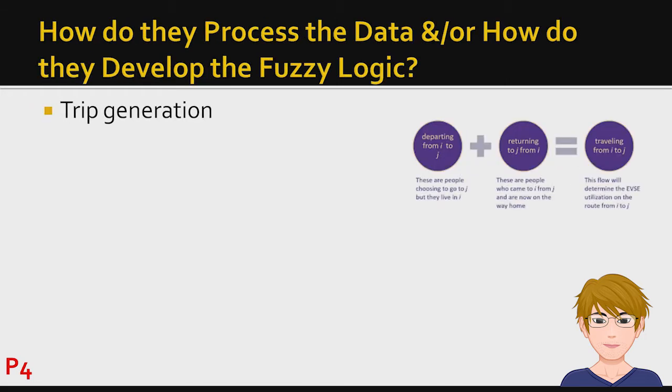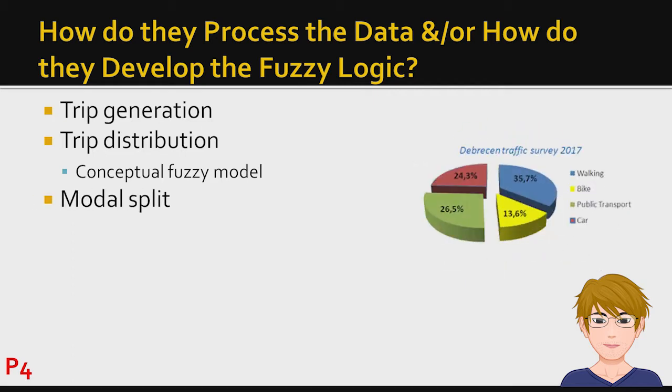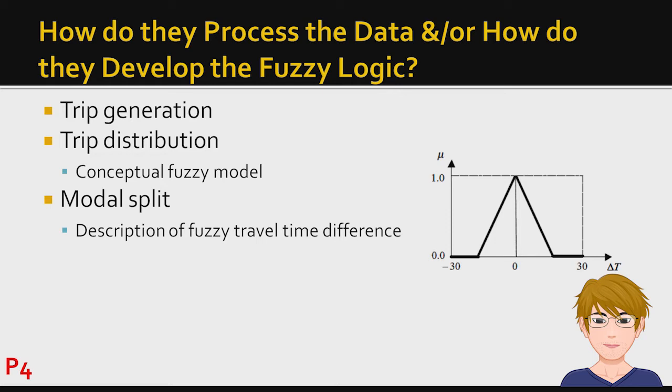Number one is the trip generation from I to J, trip distribution, the conceptual fuzzy model. Okay, this is the picture. Okay, next is the modal split. Most of the graph is the pie chart. Under the modal split, they have a description of fuzzy travel time difference over time.